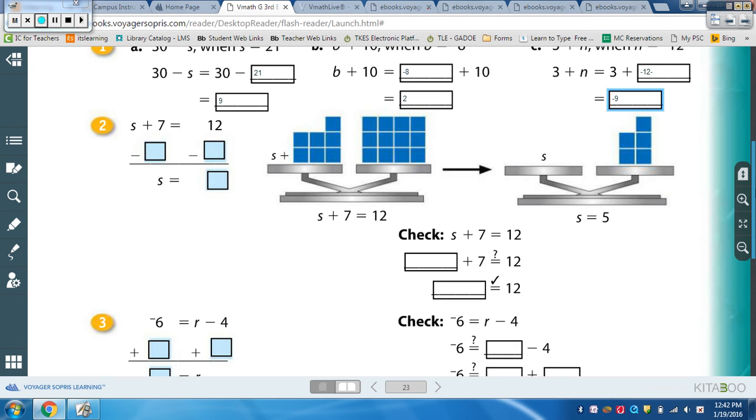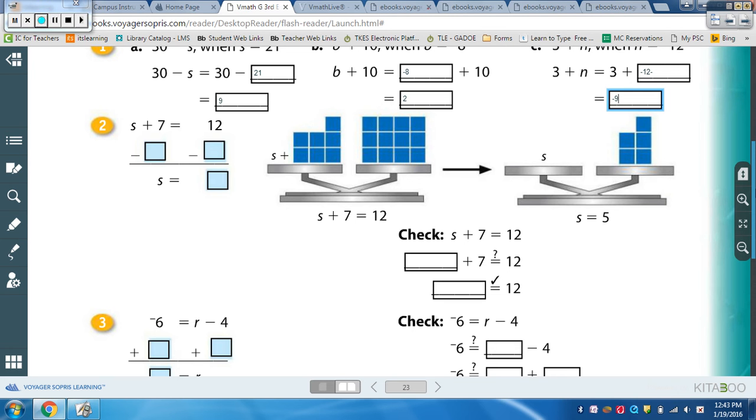S plus 7 minus 7, you're left with just s. Unless a zero pair is being added to one side, whatever is done to one side of the equation must be done to the other side to maintain equality. So because 7 was subtracted from the left side of the equation, 7 also must be subtracted from the right side of the equation. What is 12 minus 7? 5. The solution of the equation is s equals 5.